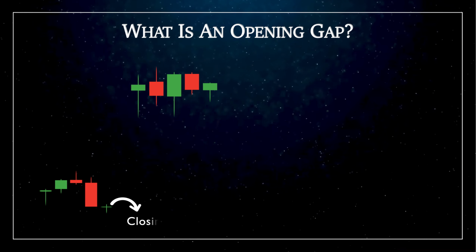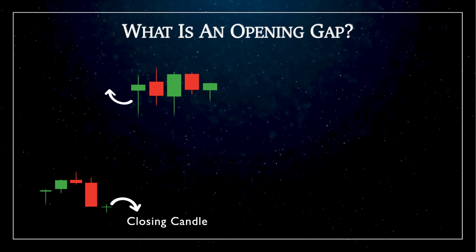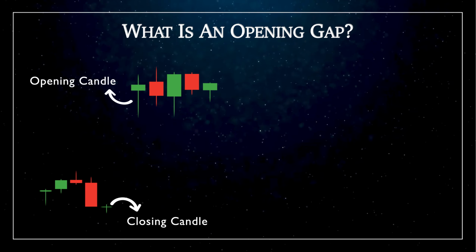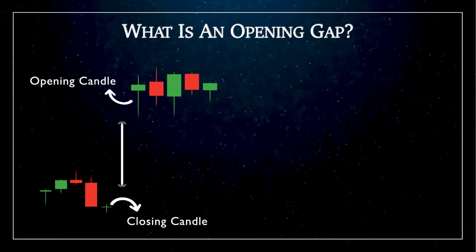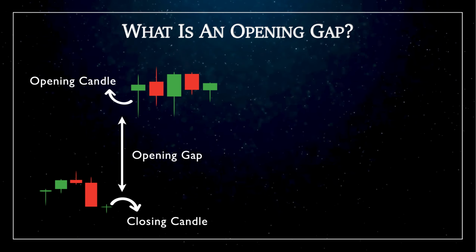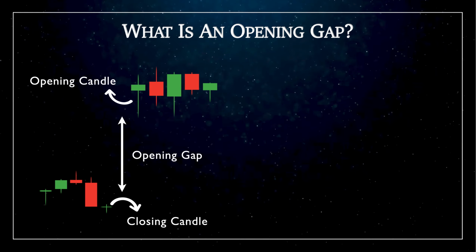This is the last 5-minute candle for the previous trading session. This is the opening 5-minute candle for the new trading session. The price gap between the two candles is known as the opening gap. This is a price range where no shares change hands.